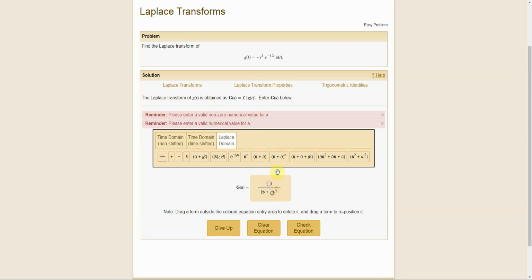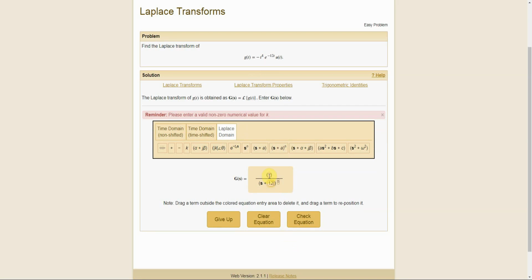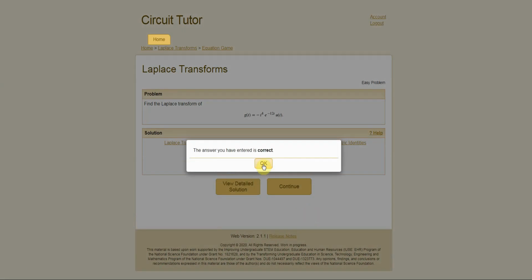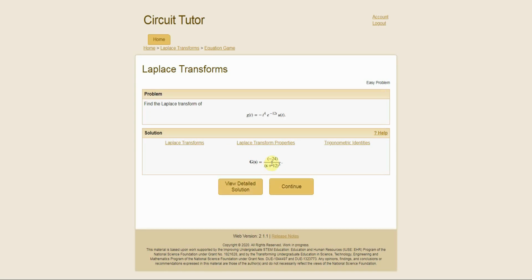Our a will be just the coefficient of t in the exponential with the negative sign, of course. So that's going to be the 12. And then remember we had a 24 from the n factorial here, but we also have a minus sign. So it'll be negative 24 by the linearity property. So we'll check that. And once again, that's correct. And as always, we have the detailed solution available if you need that.